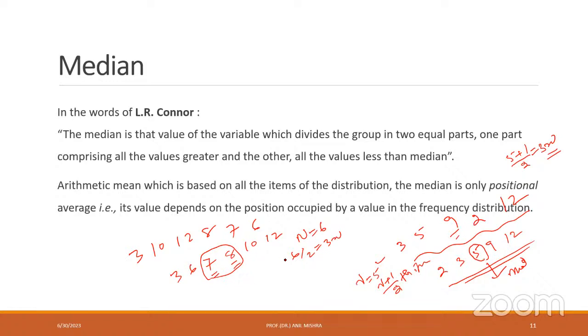So how to calculate the median? It is the n by 2th item plus the next item, divided by 2. That means the average of the two middle terms. That means 7 plus 8 divided by 2 is nothing but 7.5. So that is the way to calculate the value of the median. First, we have to arrange it and judge whether the number of observations is odd or even. On the basis of that, we have to calculate the value of the median.